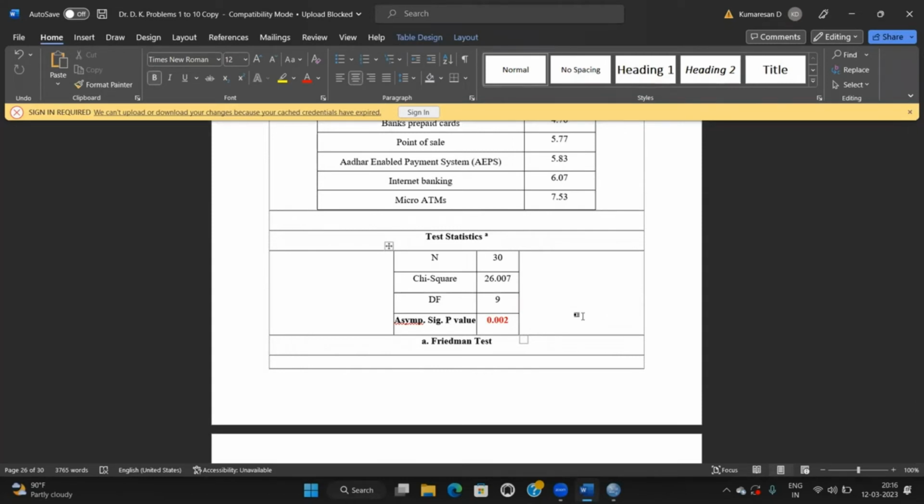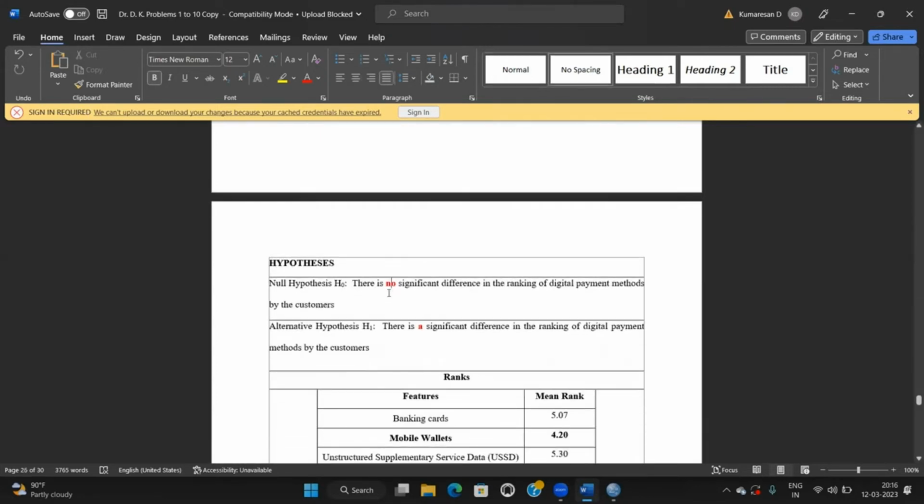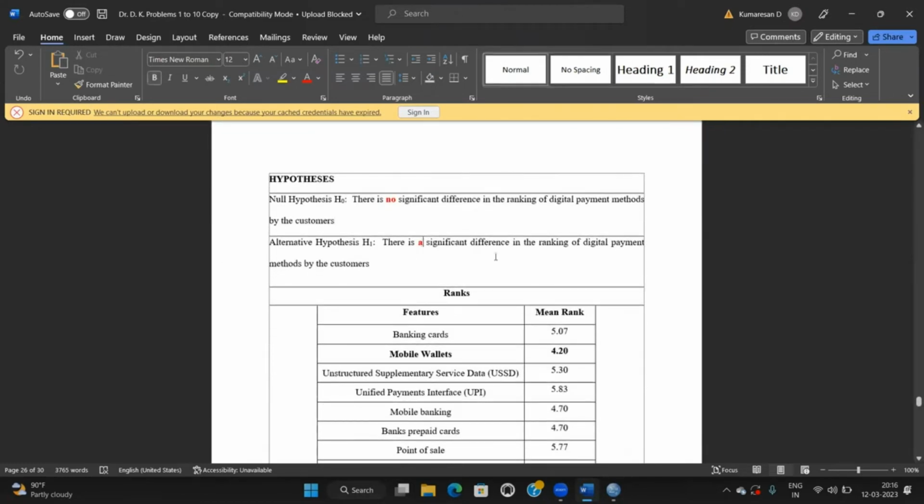What is the level of significance? 0.05. You have to check whether the p-value is less than 0.05. Yes, it is less than 0.05. Since it is 0.002, we can say that it is less than 0.01. So if it is less than 0.01, there is very less possibility to accept the null hypothesis. If the possibility is very less, then you can reject. If the null hypothesis is rejected, the alternative hypothesis is accepted.